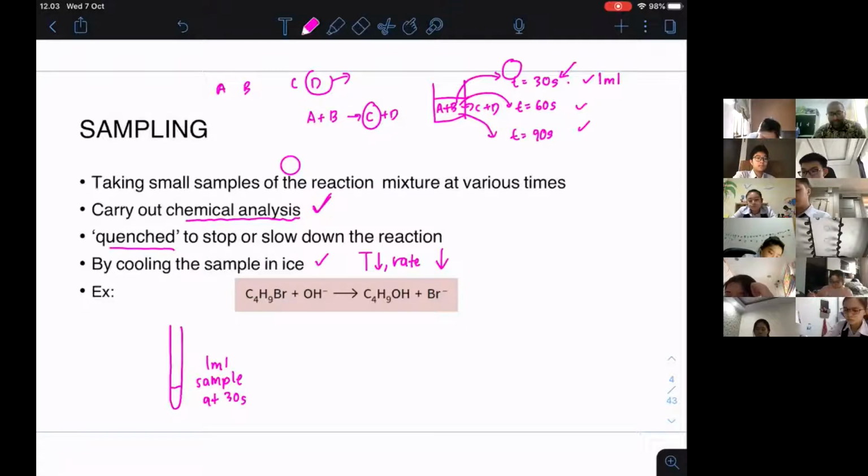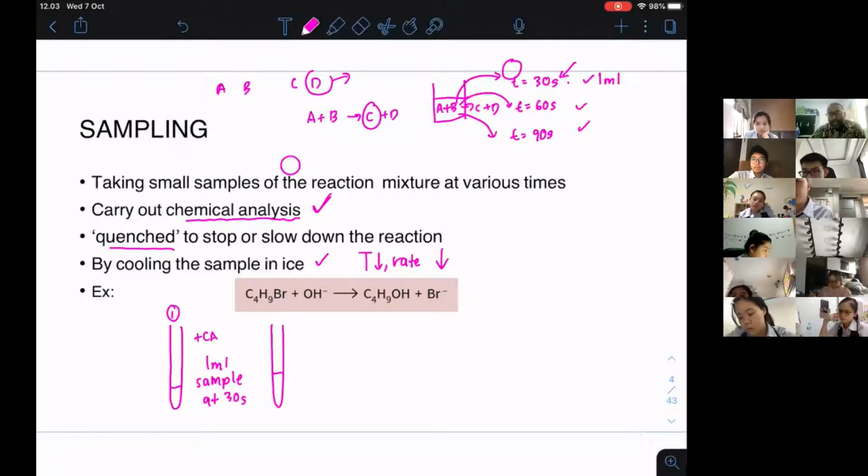So we will have sample 1. Then I will take the sample at 60 seconds. Then I will put them in ice. Basically, I'm going to quench all of them. And I'm going to do chemical analysis, CA, to find out what is there.